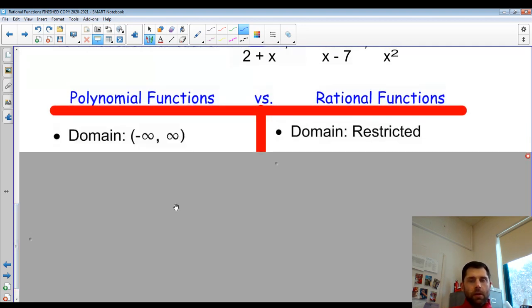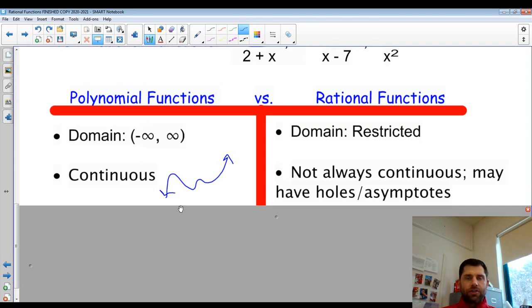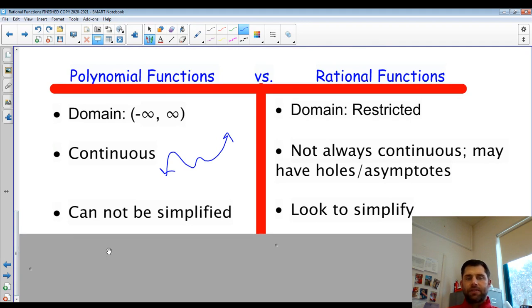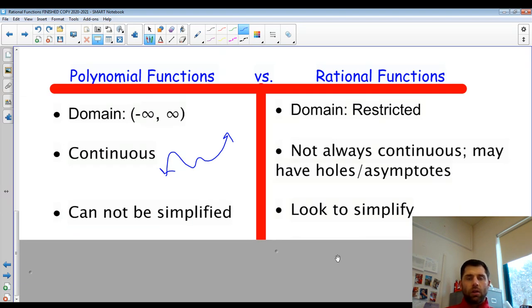So let's compare. As we just mentioned, the domain is different. Polynomial functions are continuous. You can draw them without picking up your pencil. Rational functions are not continuous. They may have holes or asymptotes. Polynomial functions cannot be simplified. When I say simplify, I mean nothing can divide out. We can't make the terms any less complicated. We can factor it, but we can't simplify. Rational functions, we do want to look to simplify.